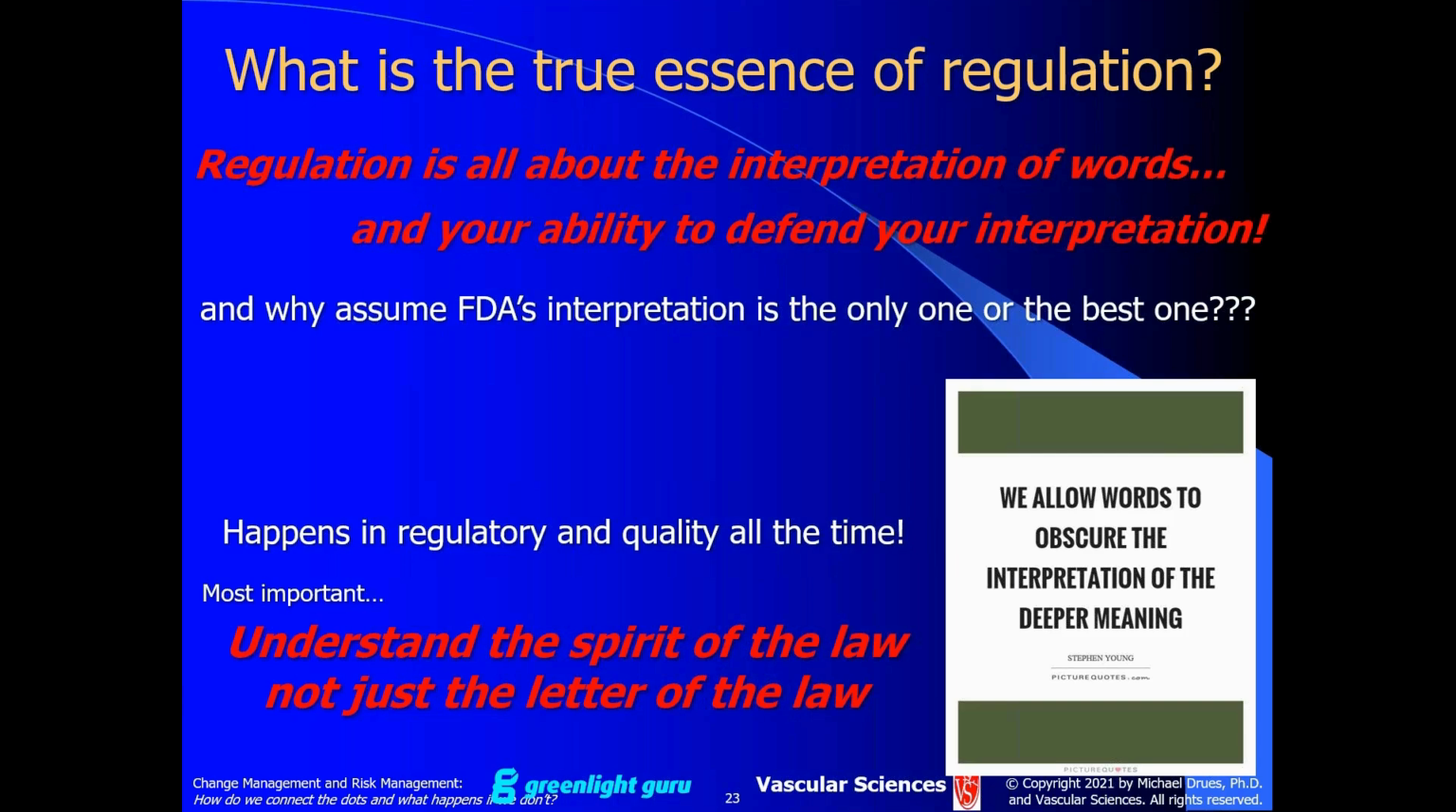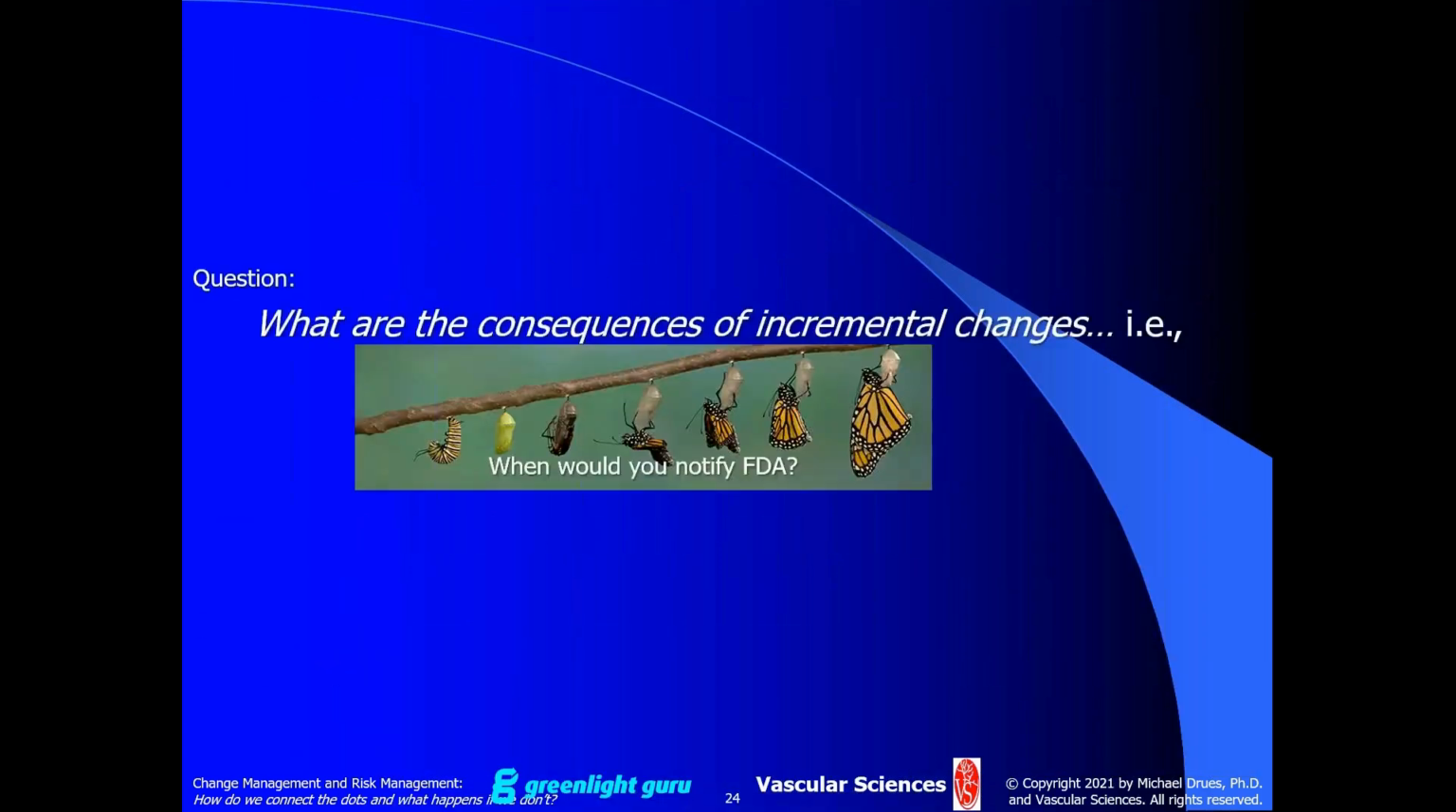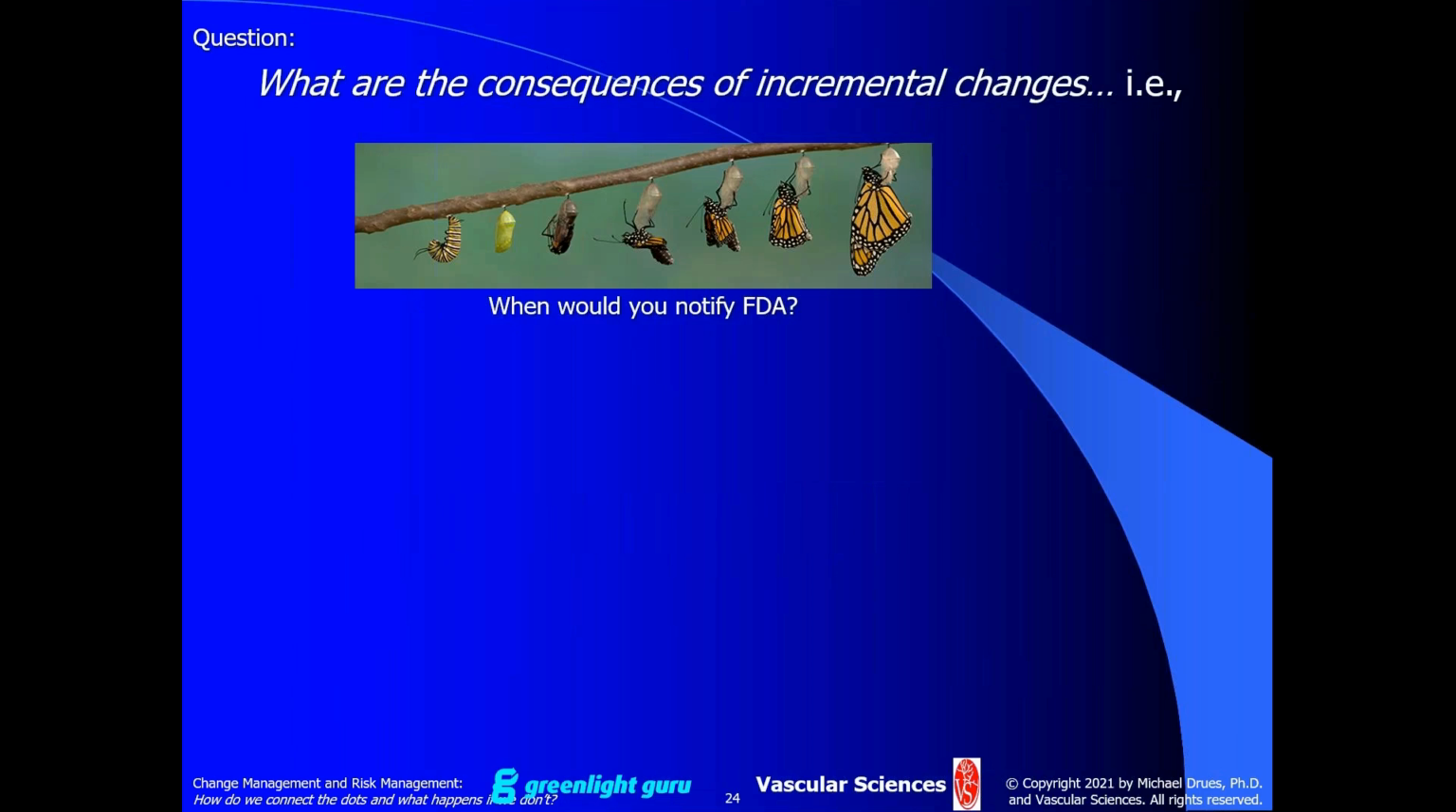What is it trying to accomplish in order to use it to your best advantage? So coming back to a little bit more on change, and then we're going to integrate this with risk. I talked a bit about change, and I'll give you some examples in a few minutes. But what are the consequences of incremental change?